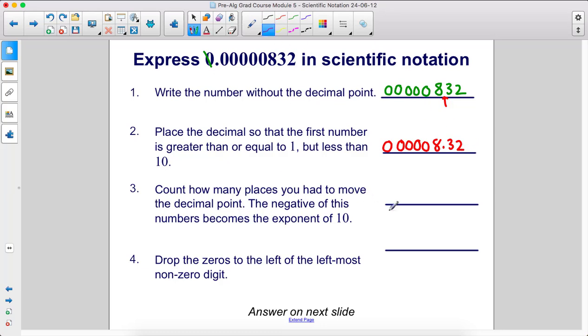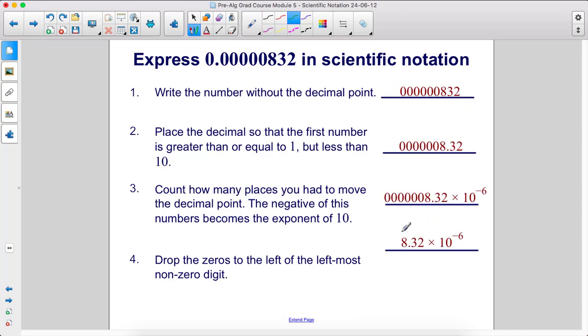Count how many places you had to move the decimal. So because the decimal was here, we had to move it 1, 2, 3, 4, 5, 6 places. So then we have 0, 0, 0, 0, 0, 8.32 times 10 to the, I lost count. 1, 2, 3, 4, 5, 6. Negative 6. Then we drop these zeros and we get 8.32 times 10 to the negative 6. And we're done. And here is the answer.